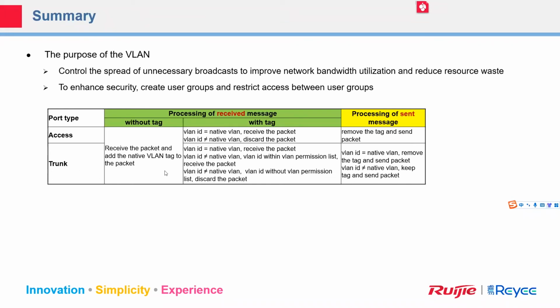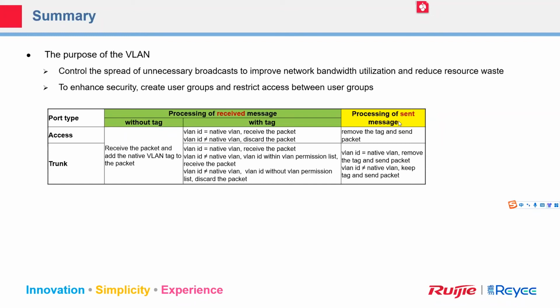But on the trunk, when we receive packets that have VLAN information, we also compare with our native VLAN. If the VLAN is the same as the native VLAN, we will receive it. If the VLAN ID is different, we will check the VLAN on our permission list. If it is in our permission list, we will receive it. If not, we will discard the packets. So pay attention to this part.